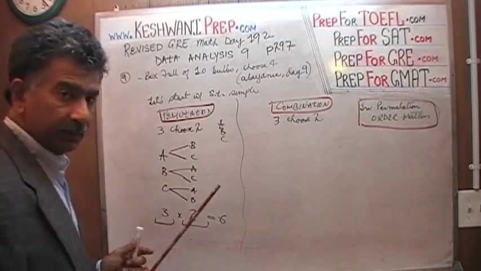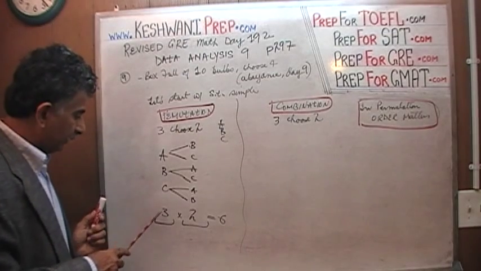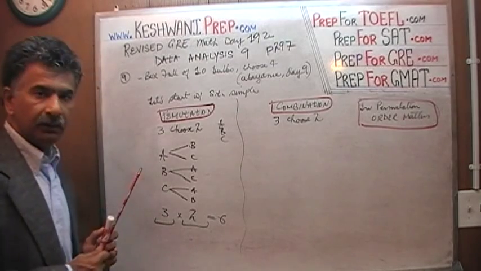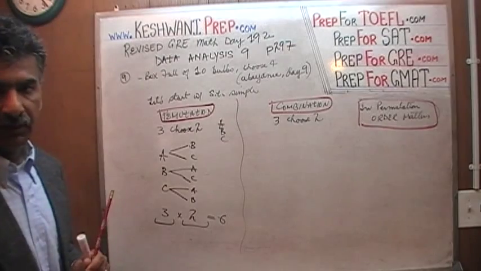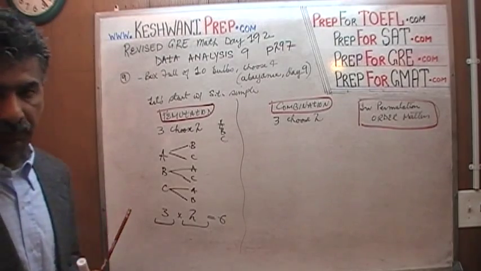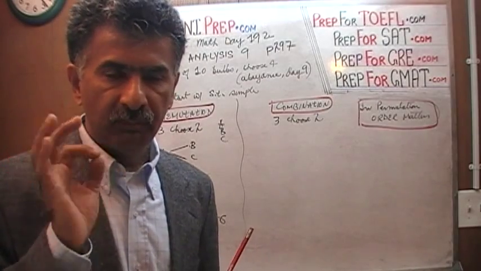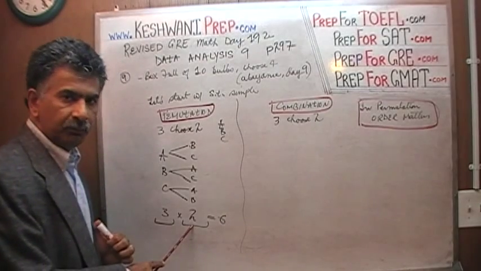For example, here, how many different ways can we pick a first person? Since there are 3 of them, we can choose the first person in 3 different ways, either A, B, or C. Once we have chosen the first person, how many different ways can we pick a second person? Once we have chosen one person, there are only 2 remaining. So there are 2 different ways of choosing a second person.